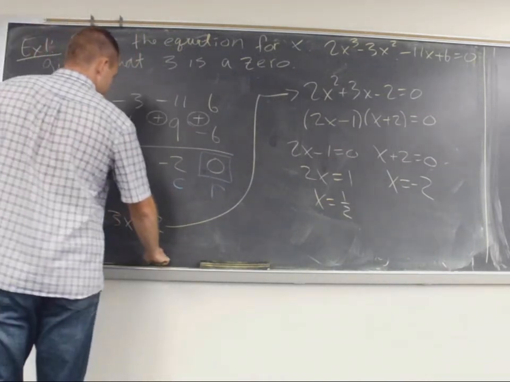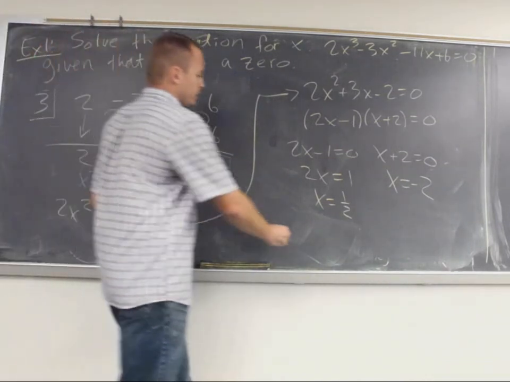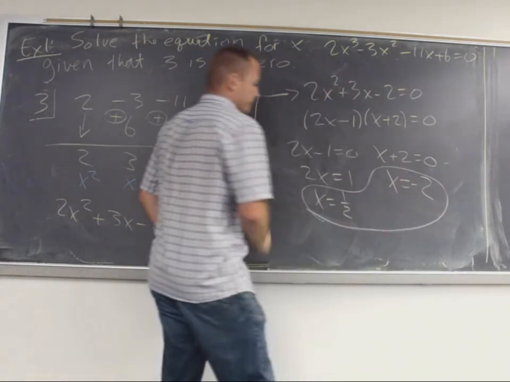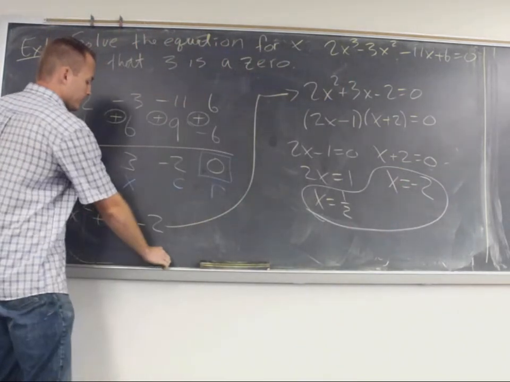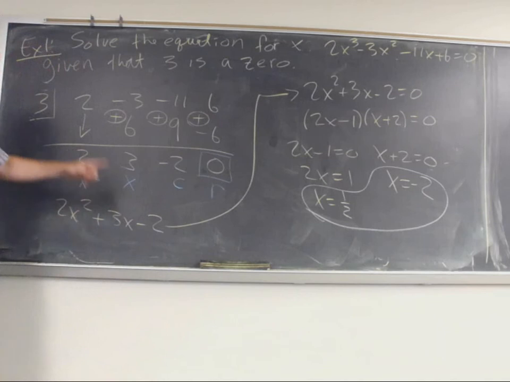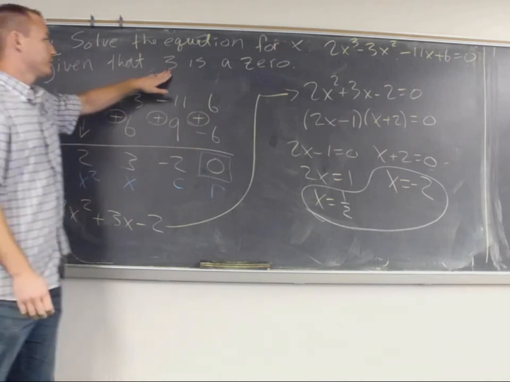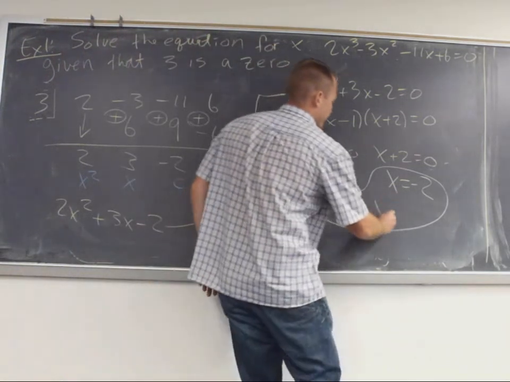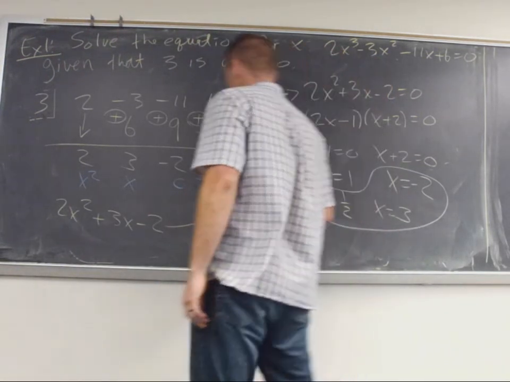All right, so it's real easy to come over here and circle these as your answer, but you'd get it wrong because you have to remember to include this initial 0 that I gave you. See, 3 is a 0. So x is equal to 3. Make sure to include that one in there.